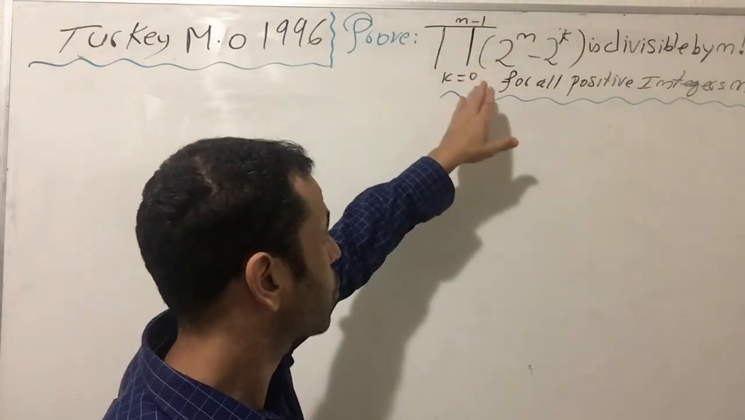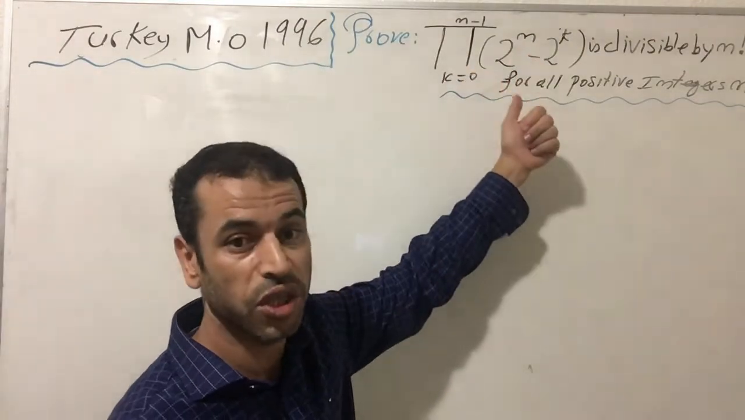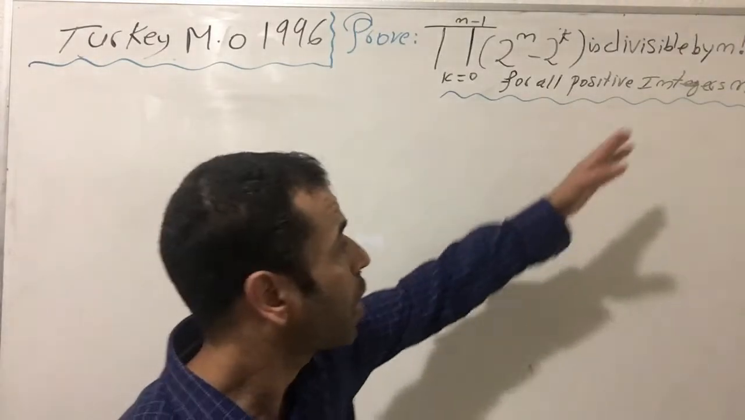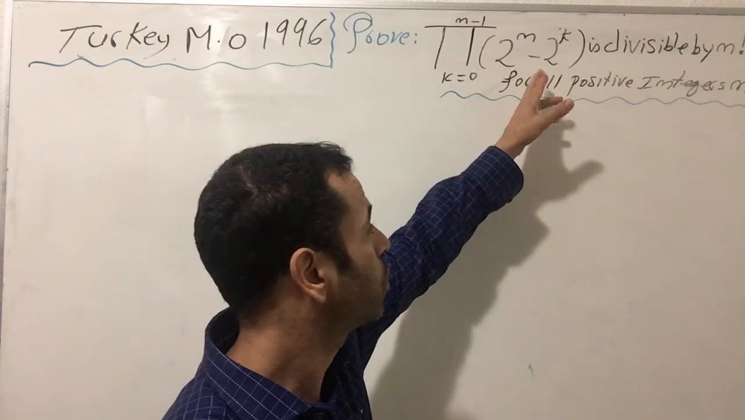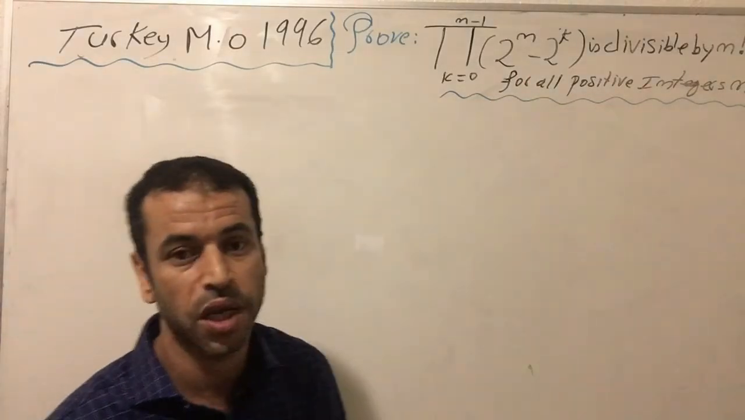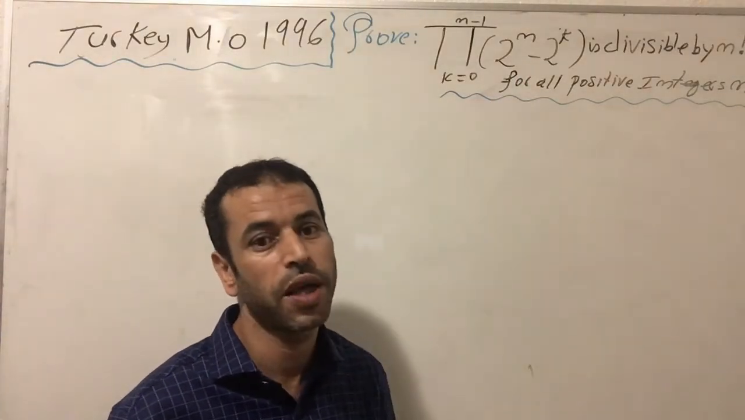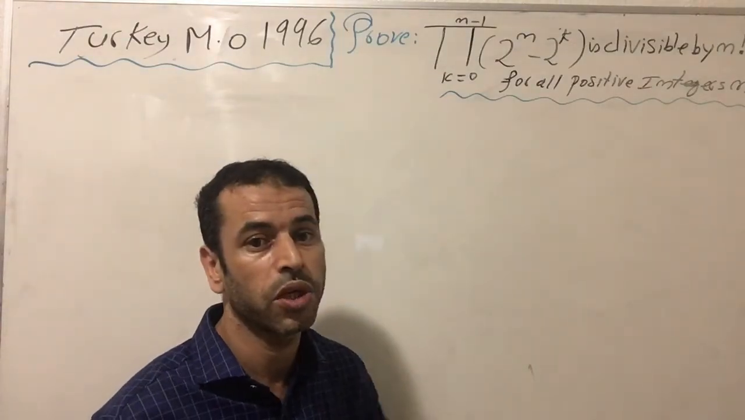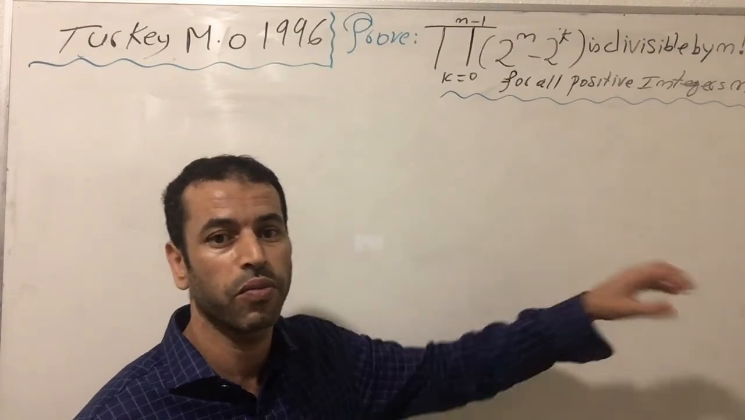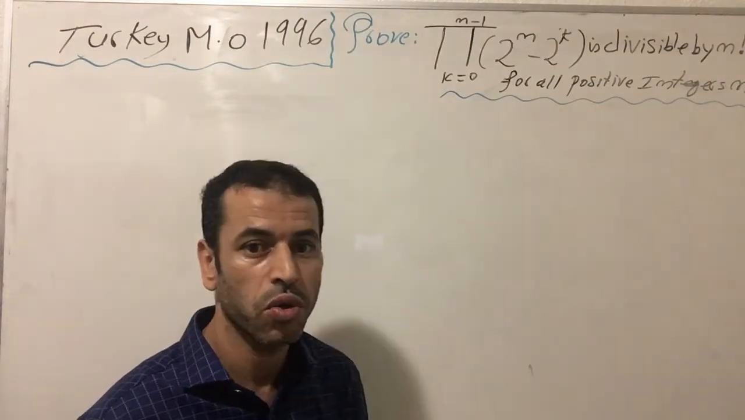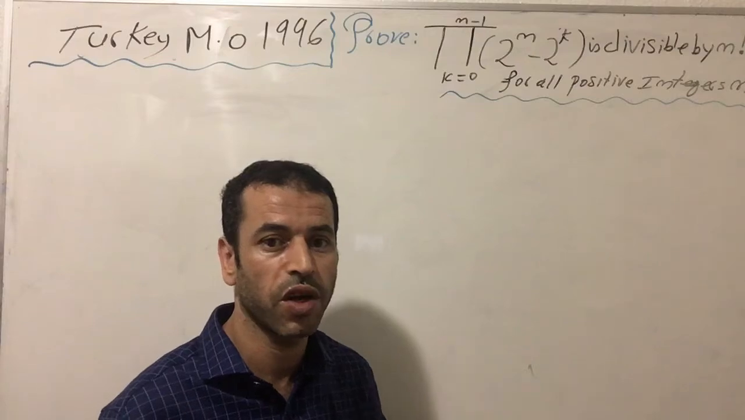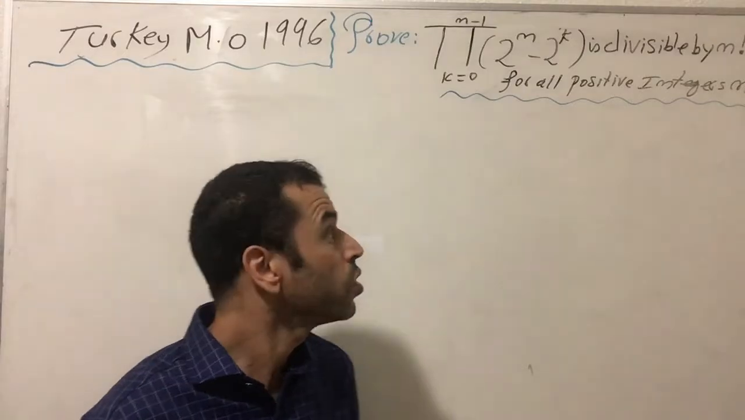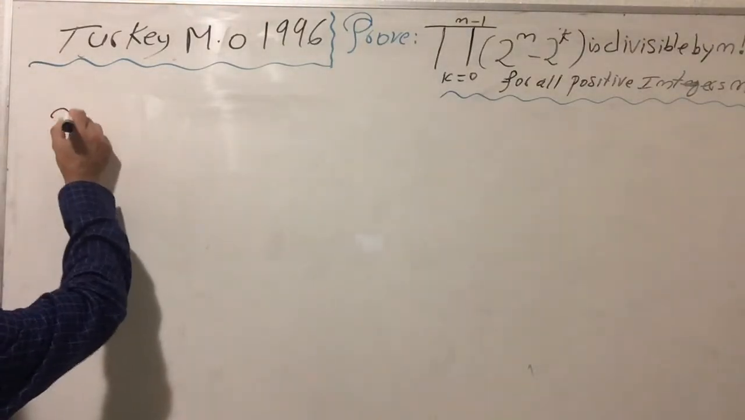If you take a look at this product, you see I have 2 to the n, which is an even number. So I'm going to find the relationship between n factorial and 2 to the n. As you know, n factorial is a product of odd numbers and even numbers, so we are able to extract all the even numbers from n factorial, and rewrite n factorial with a power of 2 as an exponent.